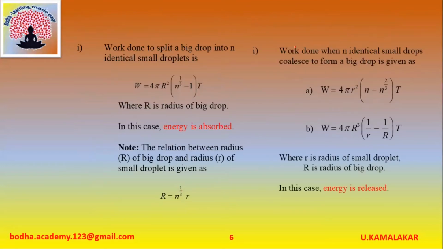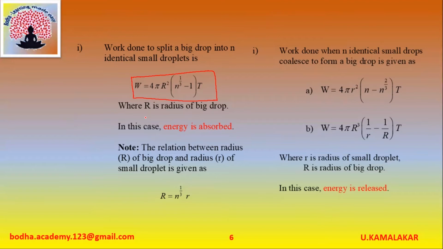Next one, work done in splitting a big drop into n identical small droplets is given as W equals 4 pi R square times (n to the power of 1 by 3 minus 1) times T, where capital R is the radius of the big drop. In this case, energy is absorbed.